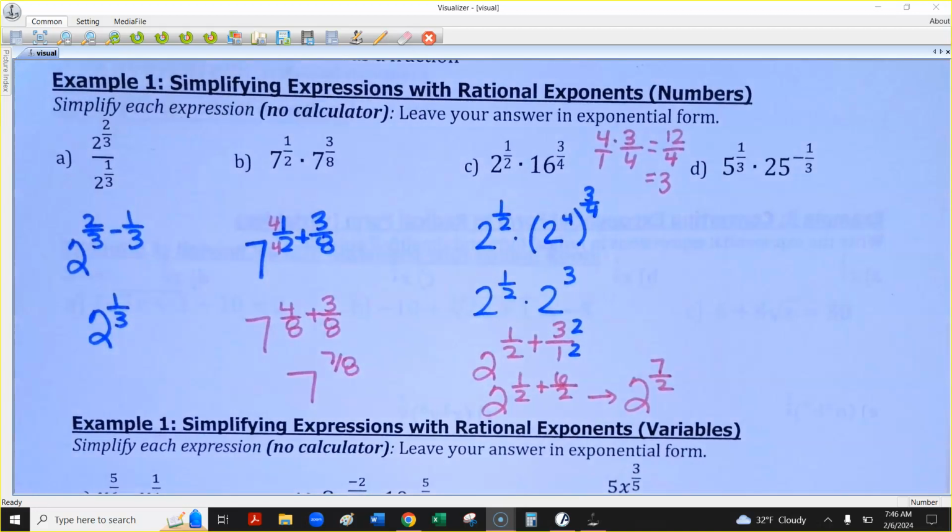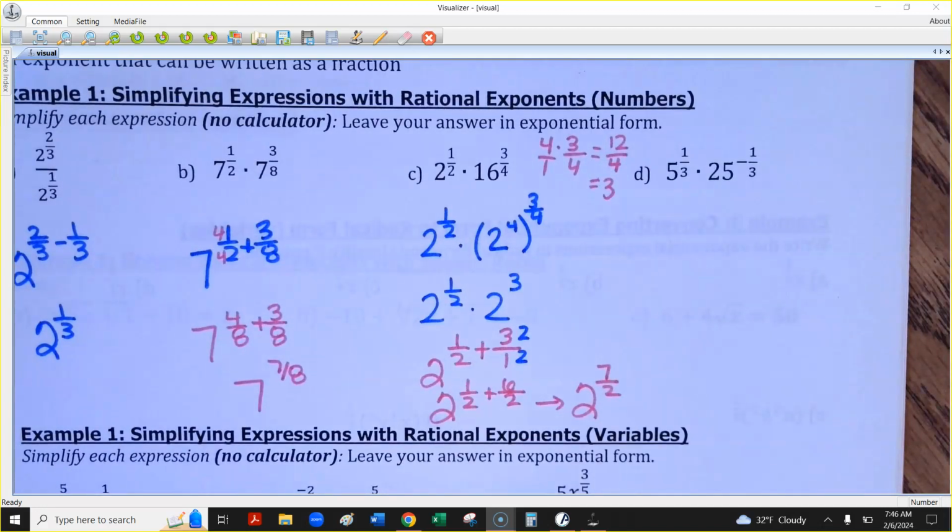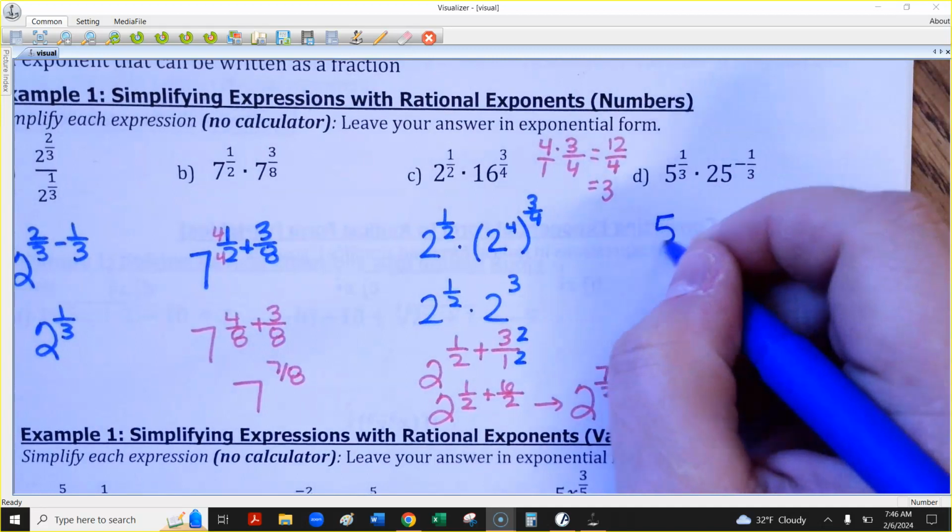And again, don't change that to a mixed number. If your numerator is bigger, that's totally fine. Just leave it as an improper fraction. And then I've got one more here that has a negative exponent, but you've got to have the same base. If they're not the same base, you can't just add the exponents. So I have a 5 to the 1/3. I'm just going to copy that.